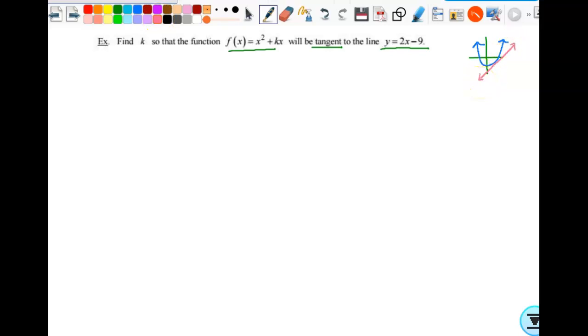Don't quote me on that. I know that's not an exact graph. But if it's tangent, then they have a common point, right? Does that make sense to you? So I need to know when they have that common point. So since I'm looking for that, I'm going to take these two and say that they have the same y value. So this is equal to y and this is equal to y. So I'm going to do substitution and set these two pieces right here equal to each other. So x squared plus kx has to equal 2x minus 9. Okay, everybody okay with that?